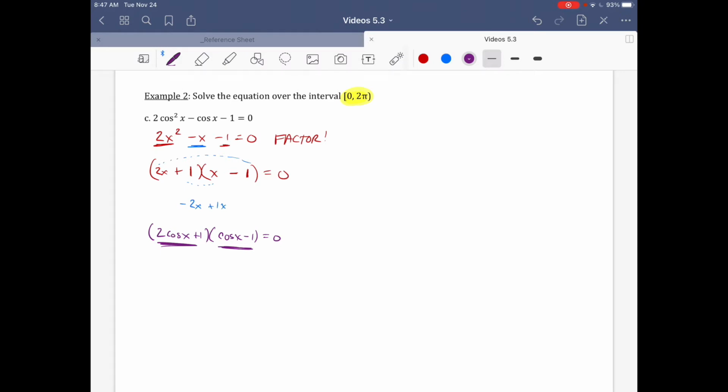So we take 2 cosine x plus 1 and make it equal to 0. We also take cosine x minus 1 equals 0. And now we solve both branches of this thing to get cosine x equals -1/2, and we get cosine x equals 1.